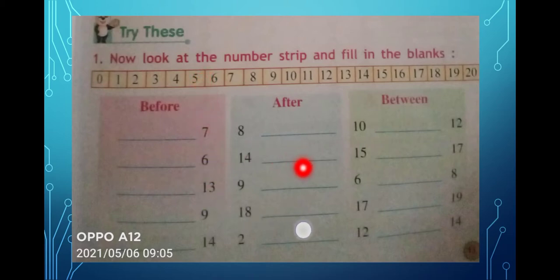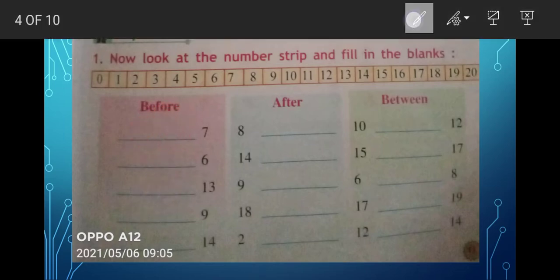Clear? Now let us do some examples from Try This. I will not be doing all. You will be doing. I will just do 2 or 3 and then the remaining you will do by yourself looking at the number strip. Now look at the number strip and tell me what is the number that comes before 7. It is 6. So children, you have to write here 6.